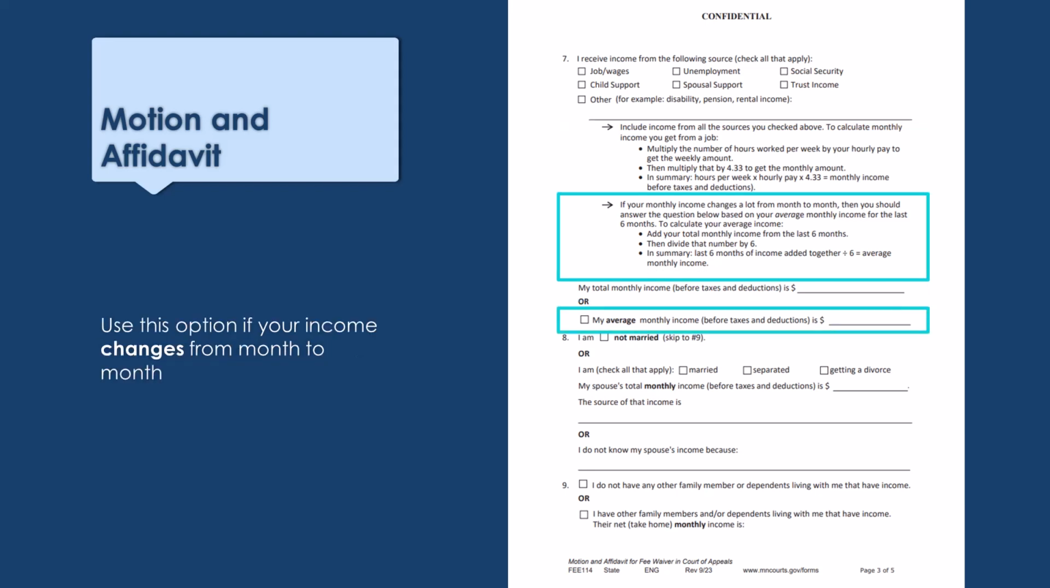If your income changes from month to month as a result of seasonal or other irregular work, you can provide your average monthly income instead by checking the box next to My Average Monthly Income. Instructions for calculating your average monthly income are provided on the form.